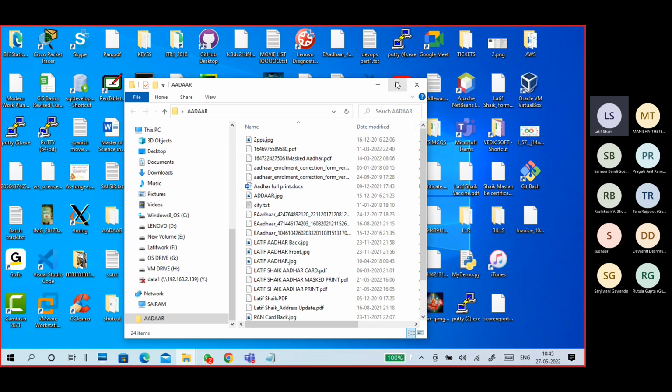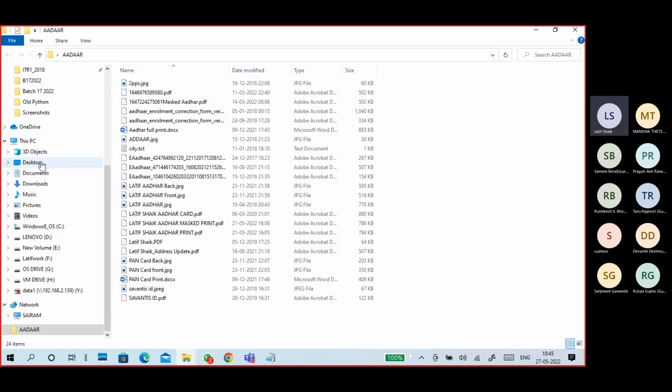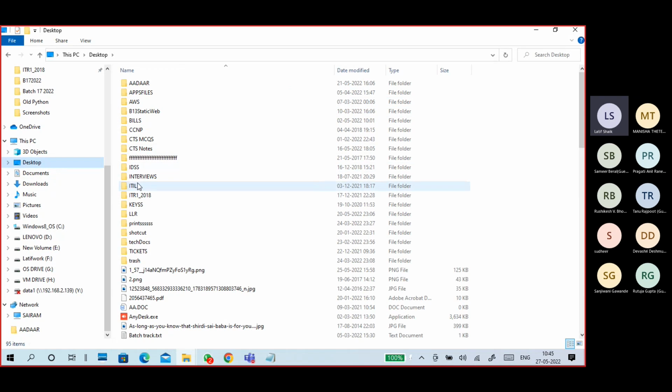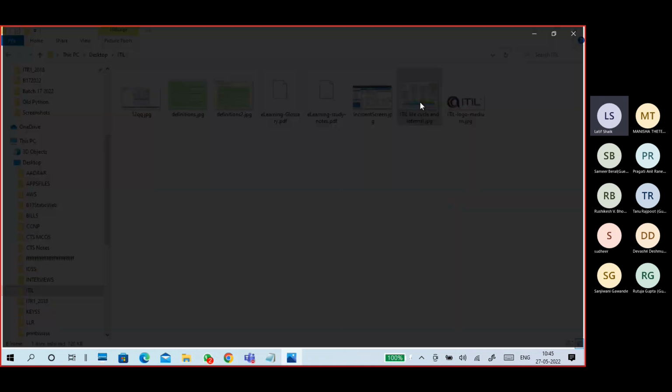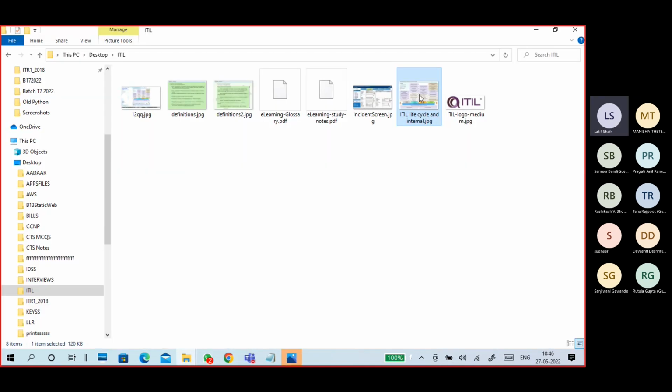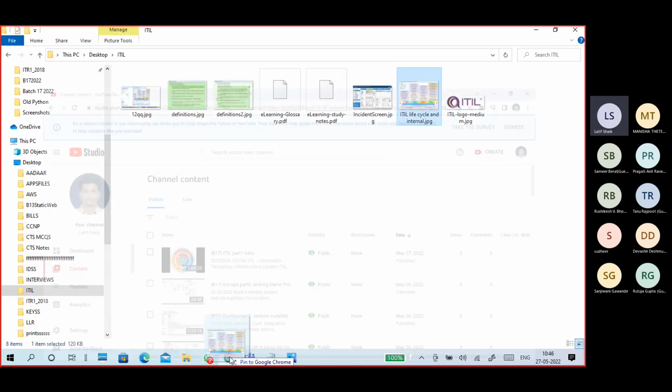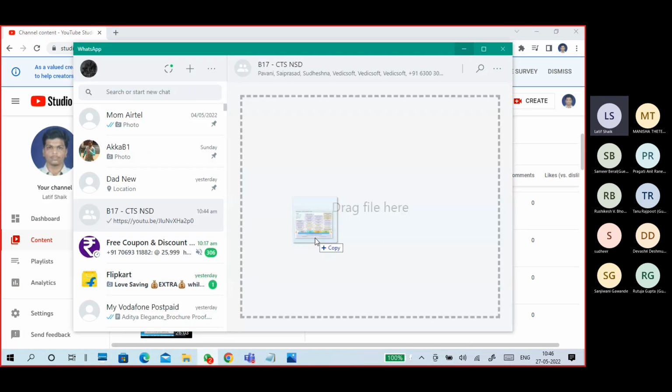First of all, I'm on the desktop. This is the folder, and it contains some information. This is the life cycles, the internal life cycles of your five life cycles. This is a picture. I'm also sending it to you guys. That is important.